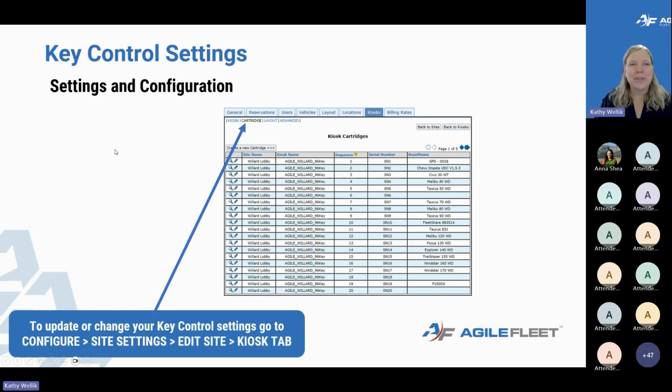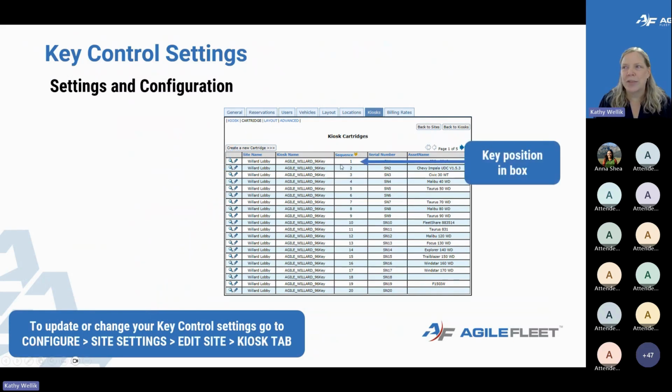All right, so next we're going to talk about how to update your key control settings. You're going to go to configure, and then site settings. You're going to edit your site, whichever site, with the little pencil, hit edit, and then go to the kiosk tab. With that, you will see what position the locks are. So in this case, this is sequence 1 through 20 of the 96 key control box here.